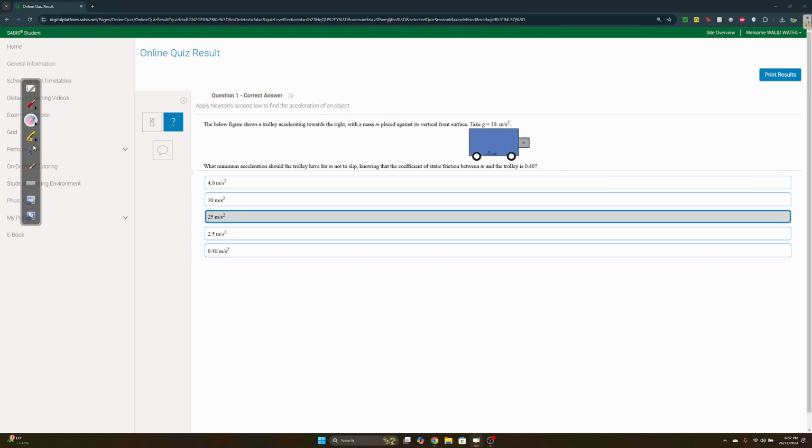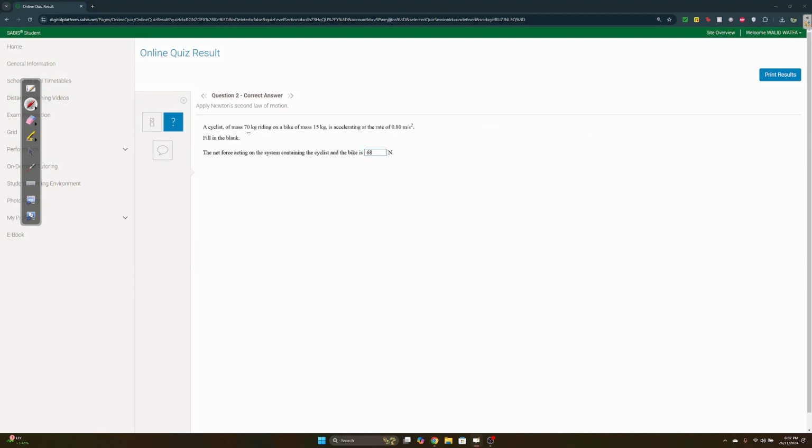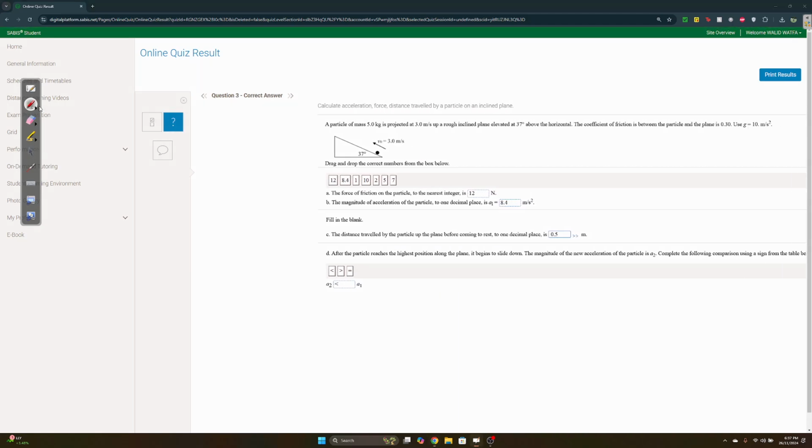Okay, question 2. I'm going to fly through these. Don't want to waste time. A cyclist of mass 70 on a bike of mass 15. So these are the masses, 85, right? Because if you add them up, you're talking about the system. They gave us that a is equal to 0.8. So surely F is going to be equal to ma because they're saying the net force on the system. So you add them up. It's going to be 85 times 0.8 and you get 68. It doesn't get easier than that.